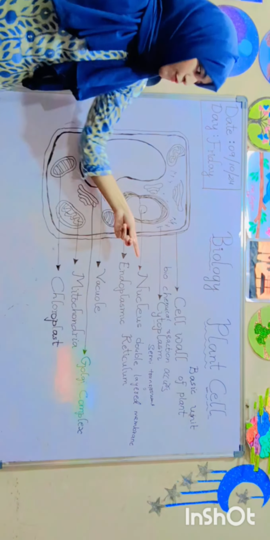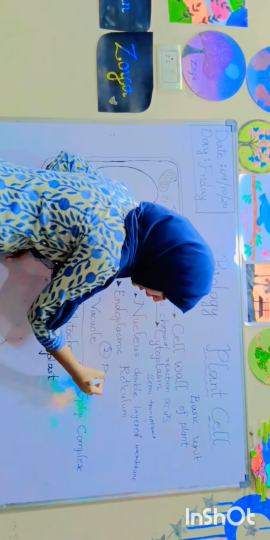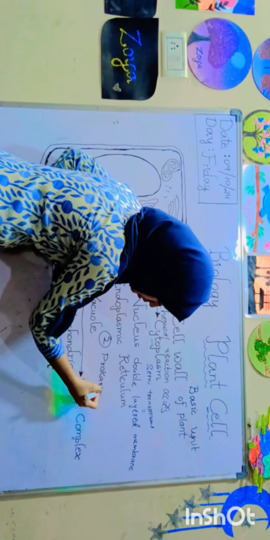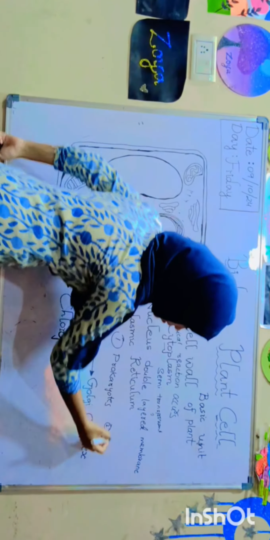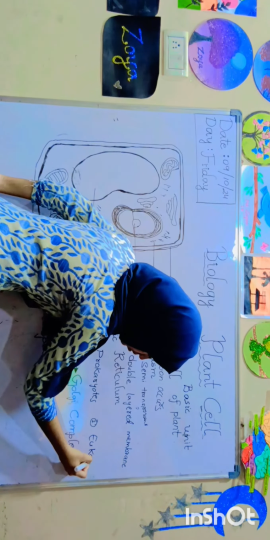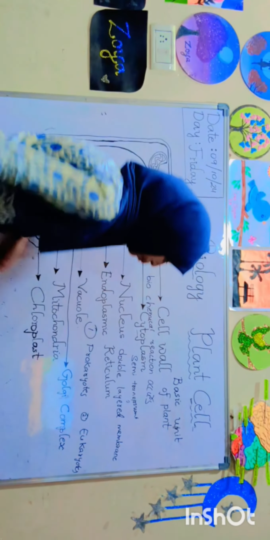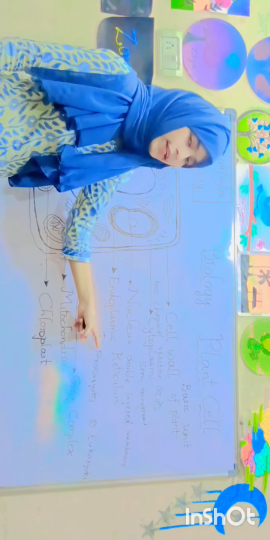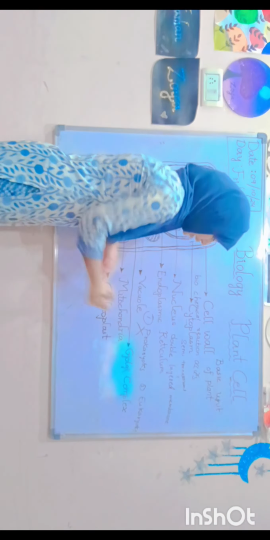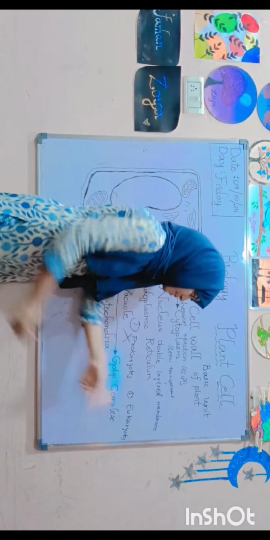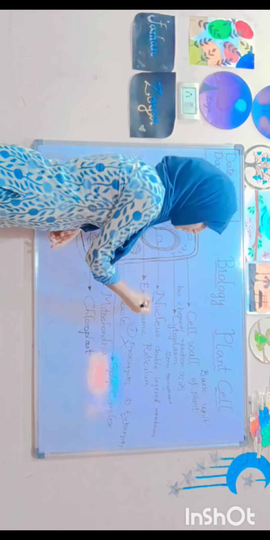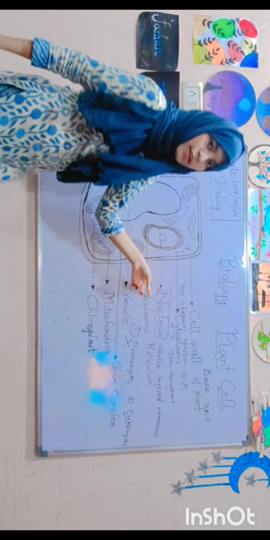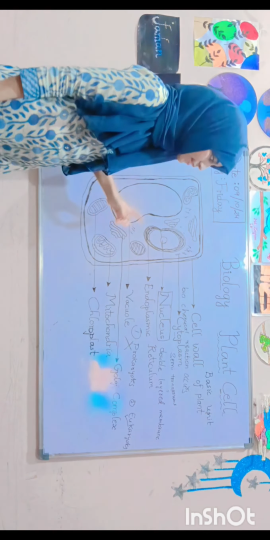Based on the presence of a nucleus, cells are divided into two main types. One is prokaryotes and another one is eukaryotes. Prokaryotes means cells which do not contain a nucleus, and eukaryotes means cells which contain a nucleus. It is a very important part of the plant cell. Without the nucleus, we can't control all the functions of the organelles in the plant cell.